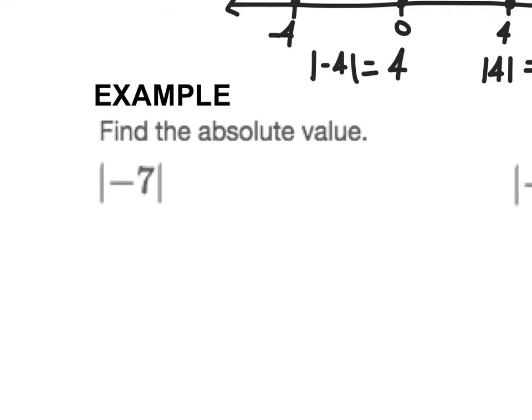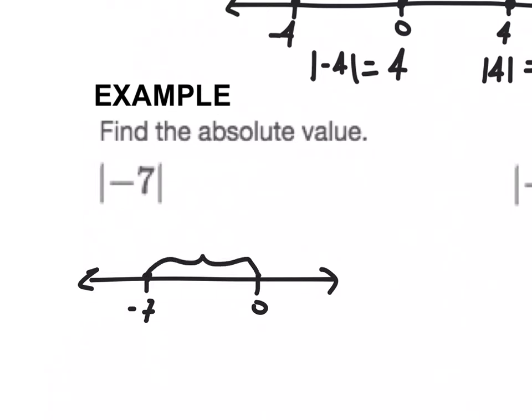Find the absolute value of -7. If you want to, you can draw a number line. You can write this down and say, all right, here's 0, here's -7. What's the distance between -7 and 0? That value is 7. Or you could just think, whatever's inside of these absolute value symbols, make it positive. And you get 7, and that's it.